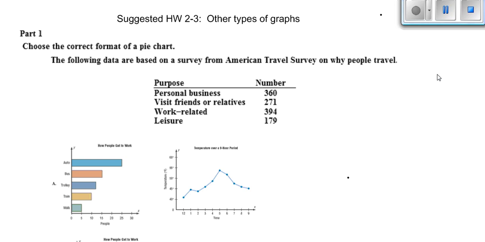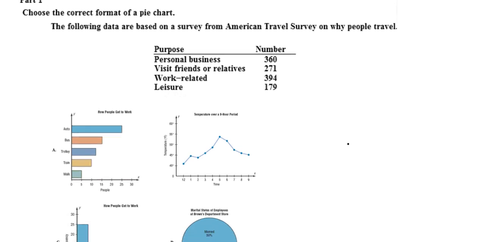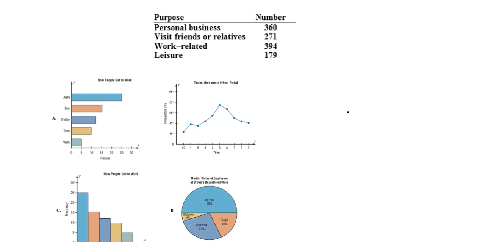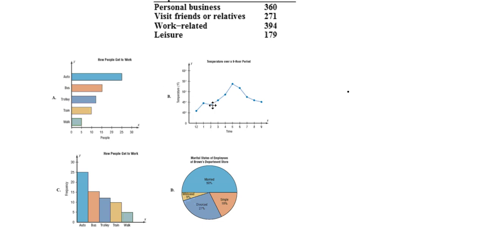Right, to start off here, the first question they ask us is, based on the data that we're given and these particular numbers, we need to establish which one of these is a correct format for a pie chart. Without doing any work, we can clearly see that letter A is a horizontal bar graph. Option B is a time series graph. Letter C is a histogram. And letter D is a pie graph. So we can see that from when we start off.